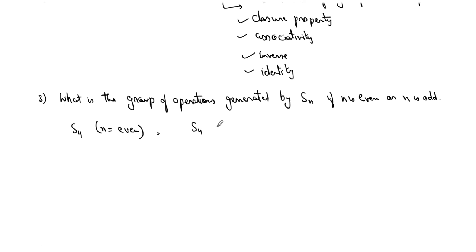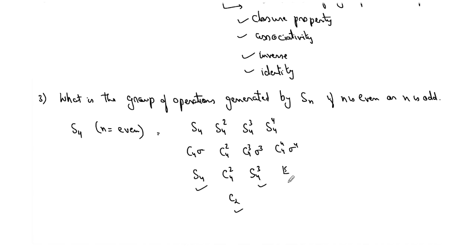S4 will generate S4, S4 square, S4 cube, S4 4. Now each of these is called C4 sigma, right? This is an independent operation, so we'll keep it as S4. Now S4 square will be C4 square, sigma square is E, so this is nothing but C4 square, which can be written as C2. S4 cube can be written as C4 cube and sigma cube, which you cannot simplify further, so S4 cube will be there. S4 to the power 4 will be C4 to the power 4 and sigma to the power 4, both are E. So generating operations from S4, you get four different group elements, which are E, S4, C2, S4 cube.